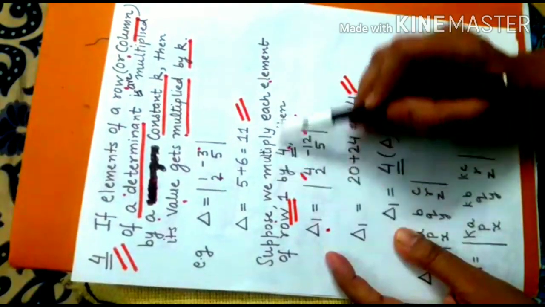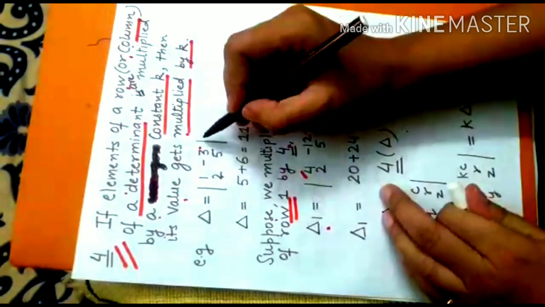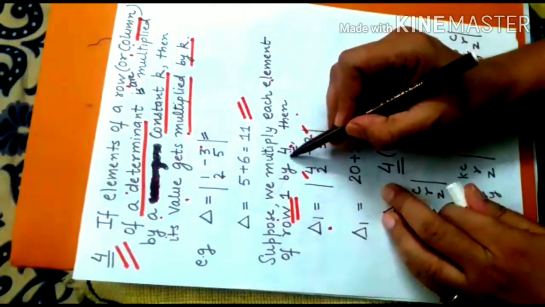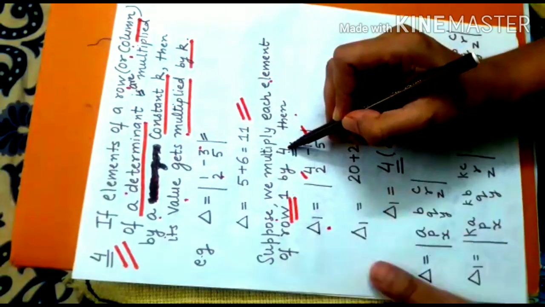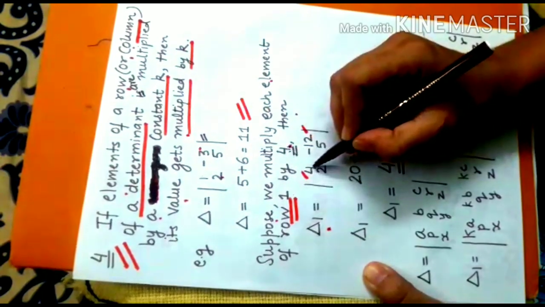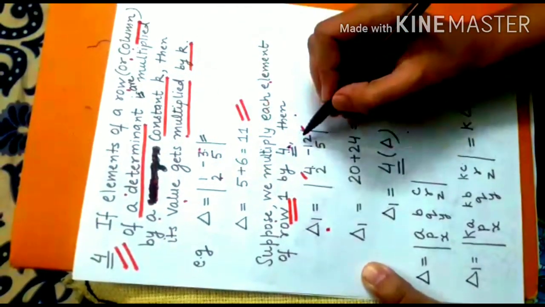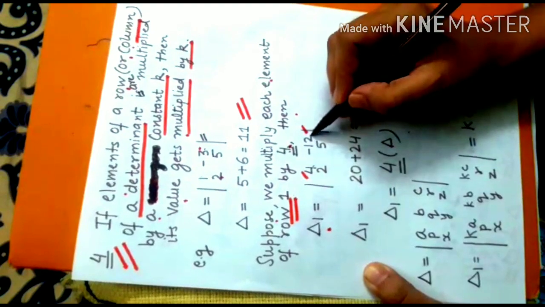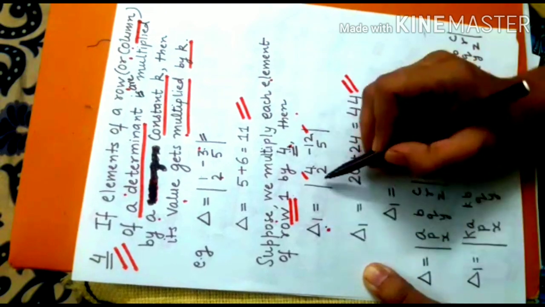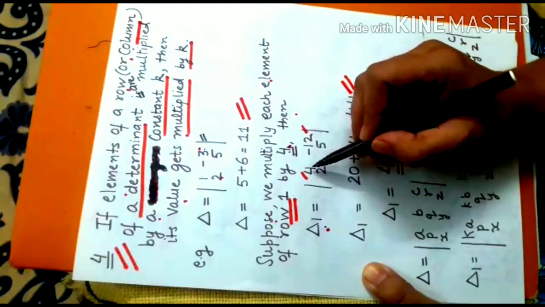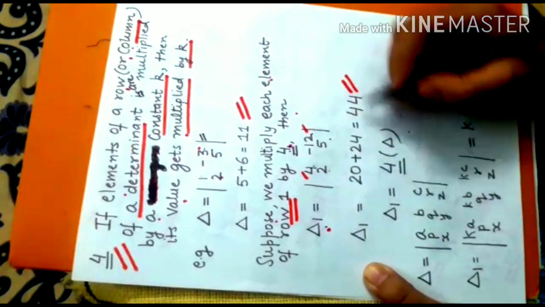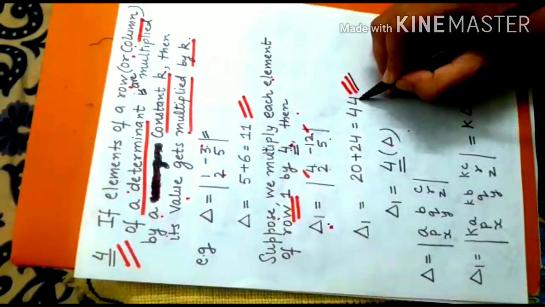Suppose I multiply each element of the first row by the number 4. This is the constant number 4. So 1 when multiplied by 4 will give you 4, and -3 when multiplied with 4 will give you -12. So the new determinant is denoted by delta 1 and it is given by the determinant 4, -12, 2, 5. Now the value of this determinant is 44.